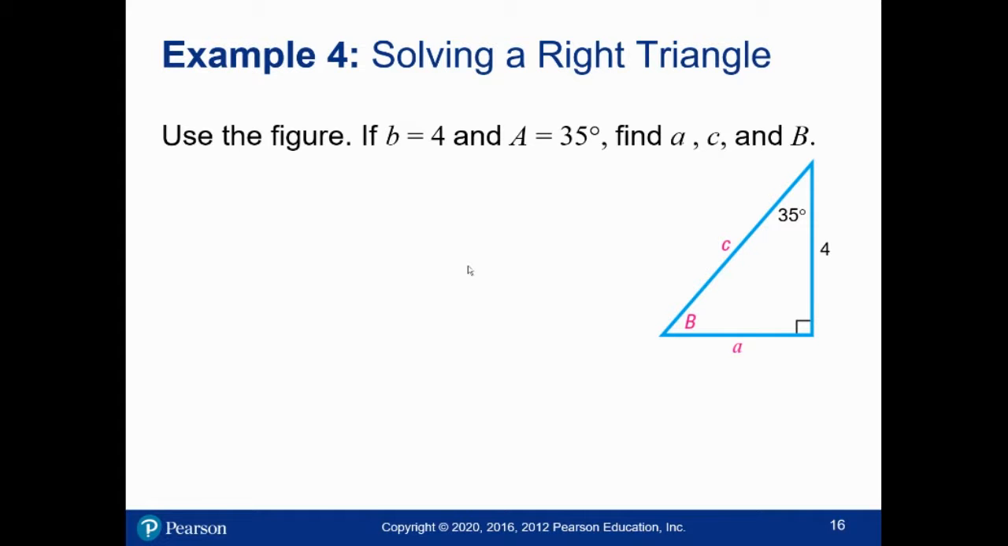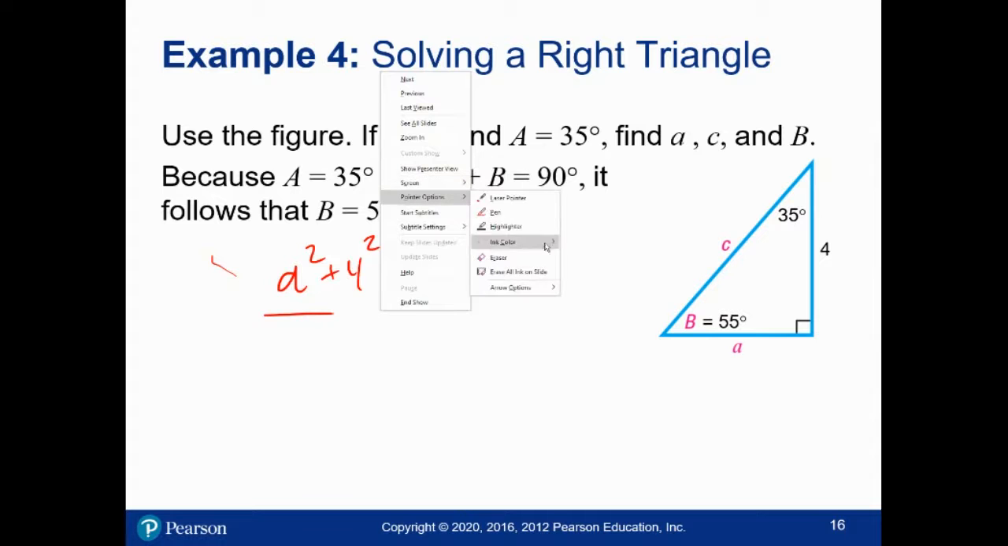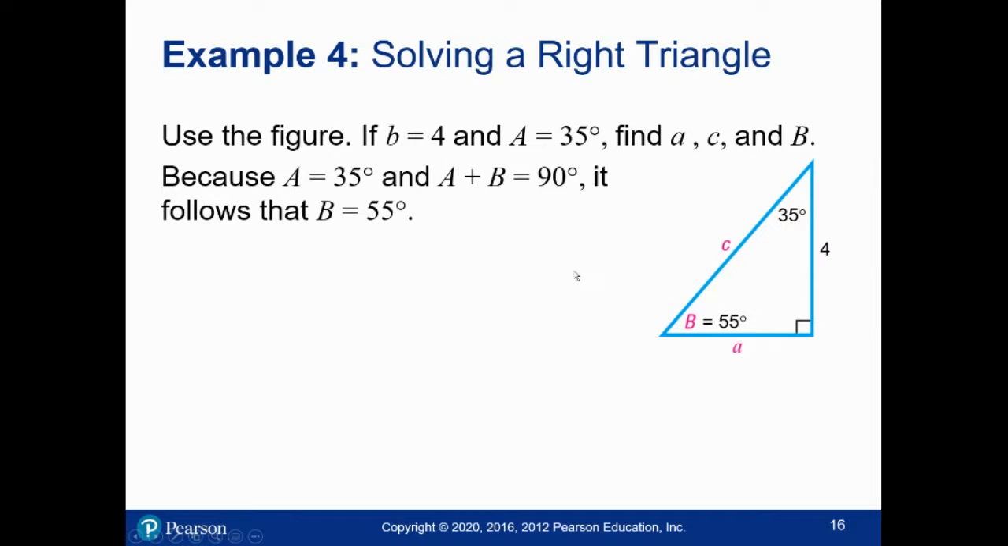So the first thing that leaps out, at least to me, is as soon as you know 2 angles, you know the third. So that third angle must be complementary to 35 degrees, and that's 55 degrees. But how am I going to find the missing side lengths? If I jumped right to the Pythagorean theorem, I'd say a squared plus 4 squared equals c squared, and I have 2 unknowns, and that's not going to help. Okay, so don't jump to the Pythagorean theorem yet.